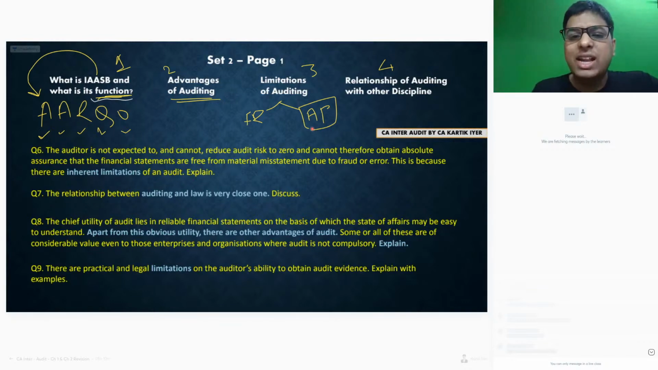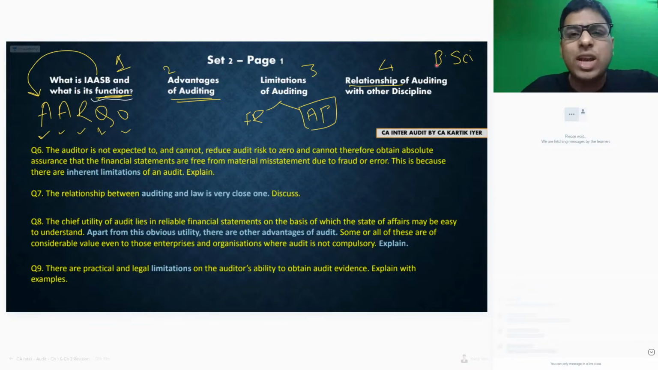At the end, you have relationship of auditing with other disciplines. Here, you have to understand with me in a simple manner. I'll teach you in a very simplistic manner. In 10th standard, you did a subject called science. So I'm just writing science here. You just have to say behavioral science. Okay, that is one part.